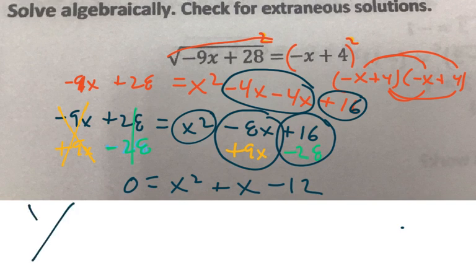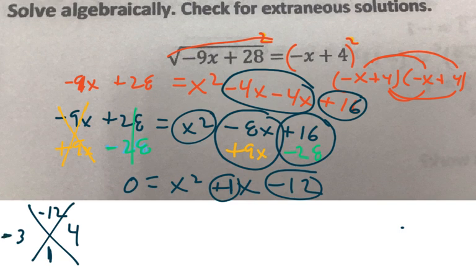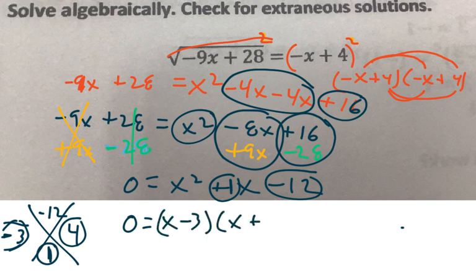Again, we're ready for the x method. So I need a negative 12 for my product. There's a 1 in the middle. 3 times 4 is 12. See, 2 times 6 would not work because I can't get a 1. But 4 minus 3 is 1. So this is going to tell me my factored form. 0 equals x minus 3 times x plus 4. Right here, 3 makes it 0. Right here, negative 4 makes it 0.